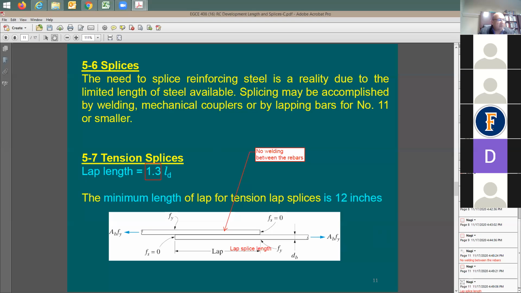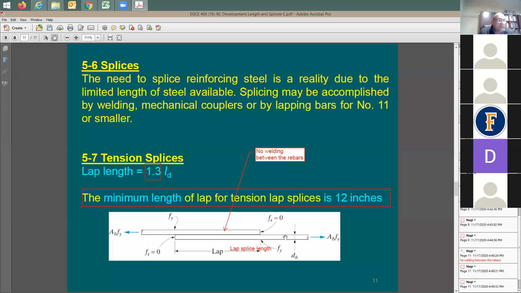And according to the code, what is the minimum lap splice length? 12 inches. Okay, great. Professor, is the Ld with the reduction factor included, or is this a different problem? Yes, but this is now for a splice. So after you do your analysis and find out L sub d, just include the factor of 1.3. Got it. Okay.